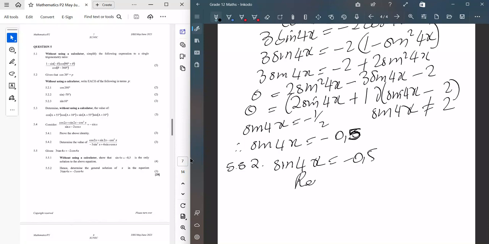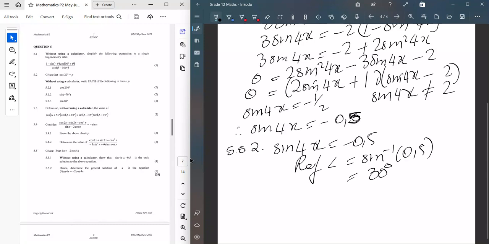Now, what is our reference angle? Remember, it's sine inverse of 0.5. Ignore the negative. This is 30 degrees. For those that are struggling with general solutions, I'm going to do this for you. When you look at this expression, sine 4x is a negative value. Where is sine negative? Sine is only negative in the third and fourth quadrant. So I will start with the third quadrant.